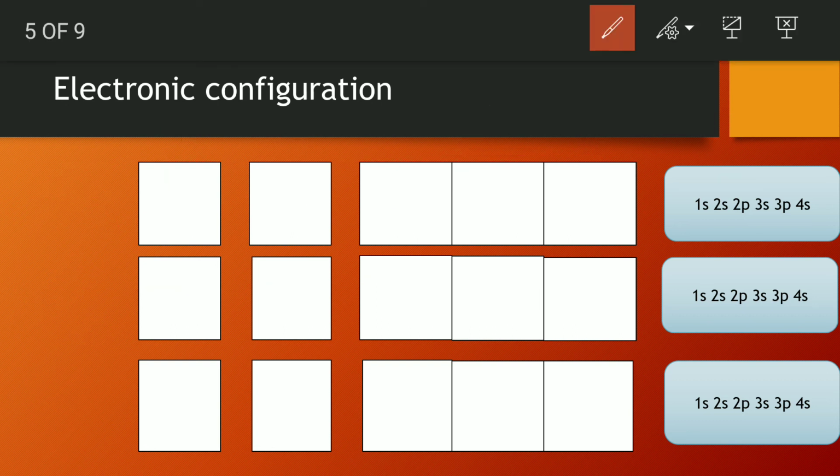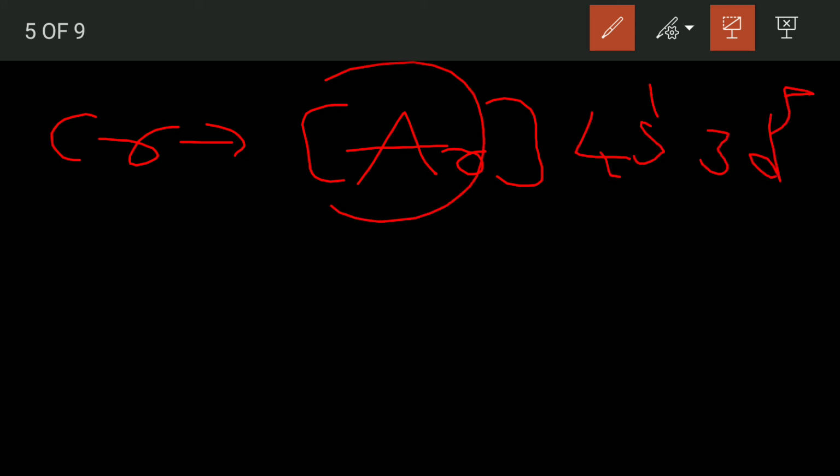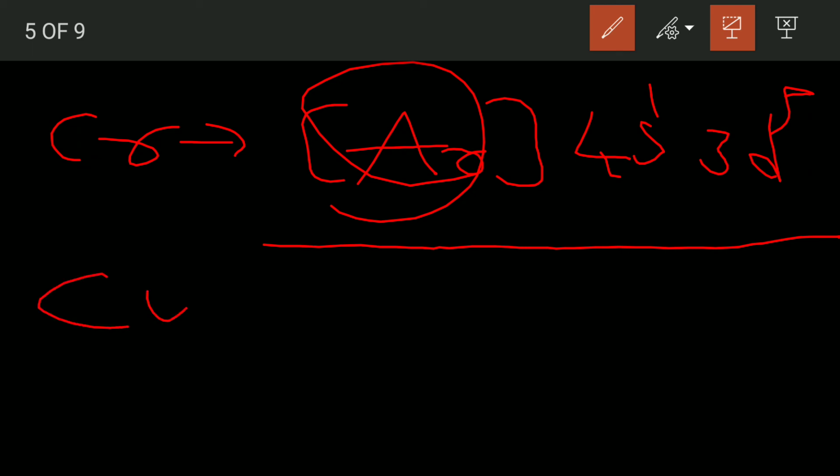Those are exceptions. One is chromium, and one is copper. The configuration of chromium is, we'll go into the black screen, Ar 4s1 3d5. It basically tells that the argon configuration comes before and then this. So this is an exception, so you have to remember this one.